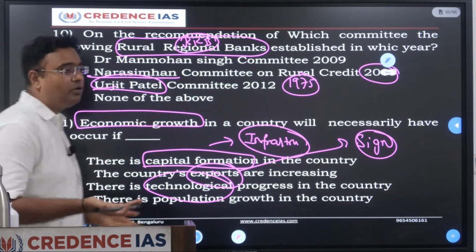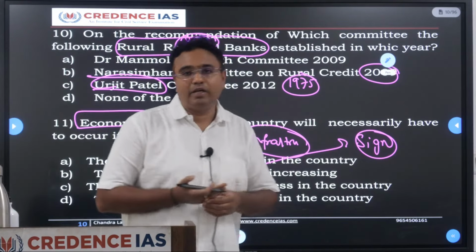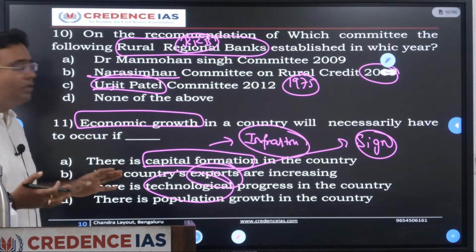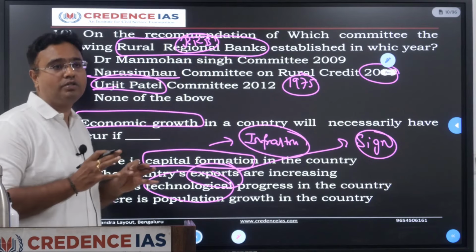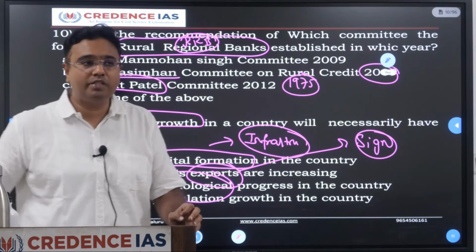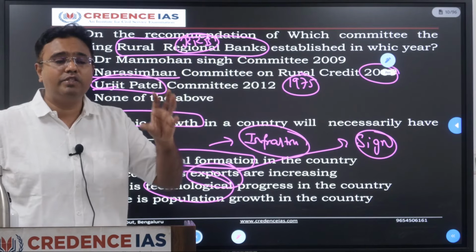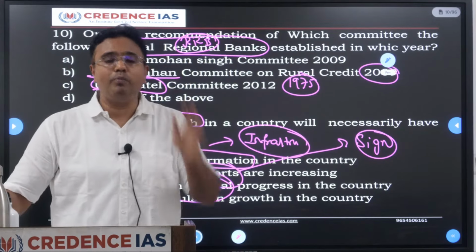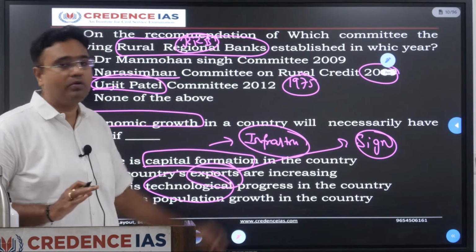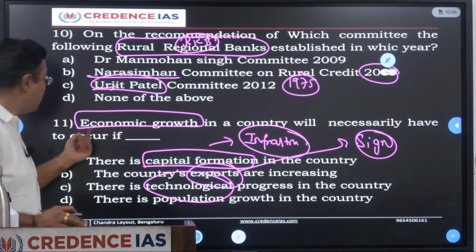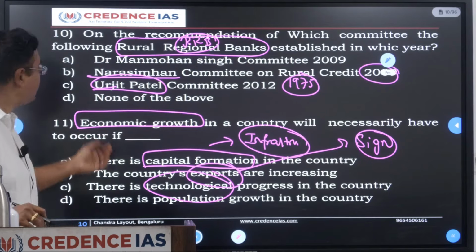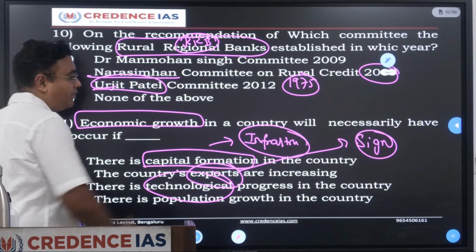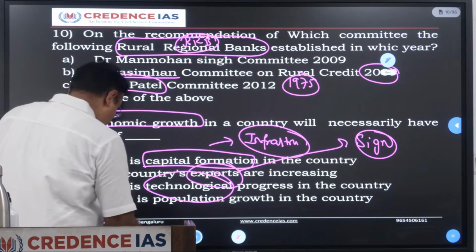Population growth: if there is a growth in the population, it doesn't mean that there is growth in the country's economy, right? So the most appropriate answer for this is capital formation. That is why the government majorly focuses on capex, capital expenditure, meaning the capital which the government has got has to be spent through the proper channels, and only then can we visualize the growth of the country. Having said that, the correct answer is that the economic growth of the country will necessarily occur if there is capital formation in the country. So this is with regard to the 11th question.